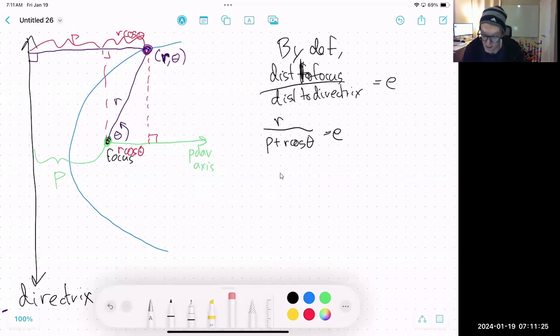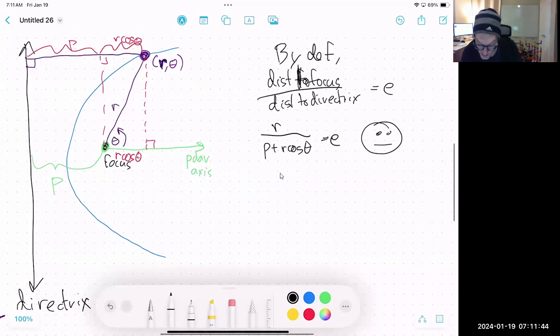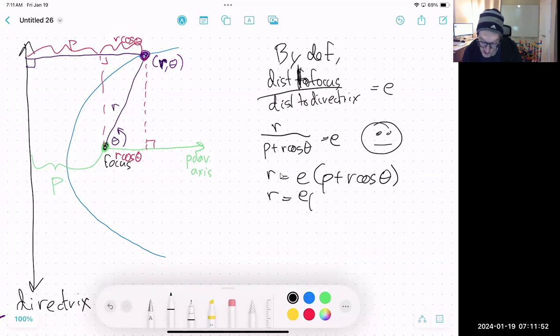Let's go. You could stop there. However, what you usually want to do is write your polar equation in the form r equals, because we want to think of it as a function which takes theta as input and outputs an r value. And so we're going to do a little bit of algebra to this equation now. You get r equals e times p plus r cosine theta. And then we get r equals ep plus er cosine theta.